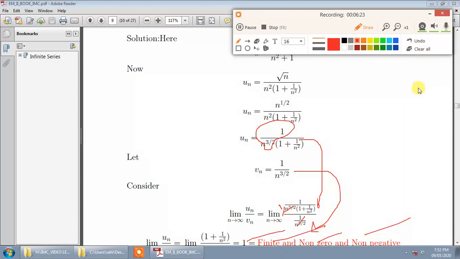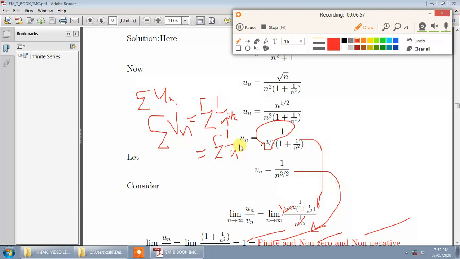Therefore both series, summation Un and summation Vn, converge or diverge together. I cannot tell at this position the convergence or divergence of summation Un, but I can very easily recognize the convergence or divergence of summation Vn. Summation Vn is nothing but summation 1 upon n raised to 3 by 2. If you carefully observe, it looks like summation 1 upon n raised to p, where p is equal to 3 by 2, and 3 by 2 is greater than 1.